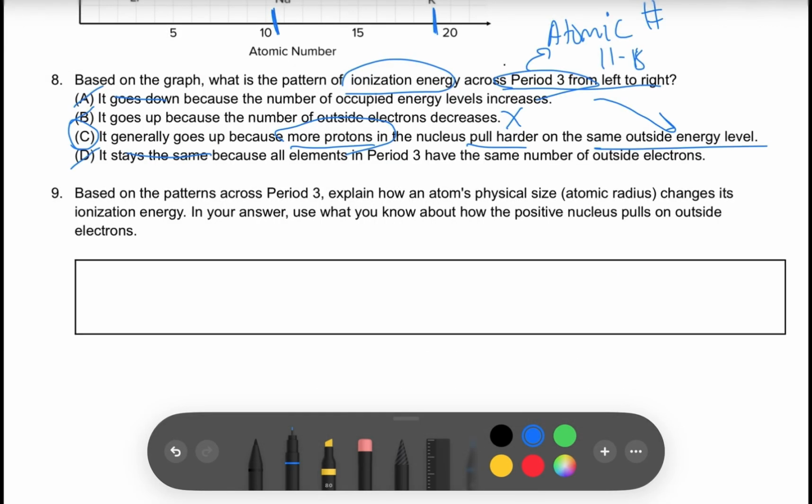Last question. Based on the patterns across period 3, explain how an atom's physical size or atomic radius changes its ionization energy. In your answer, use what you know about how the positive nucleus pulls on the outside electrons. Well, we know that the atomic radius is going to get smaller across a period because the nuclear charge is getting greater. And because of that nuclear charge, the smaller atoms with the smaller atomic radius are going to require more energy to remove an electron, making the ionization energy higher.